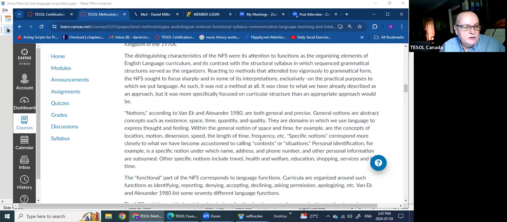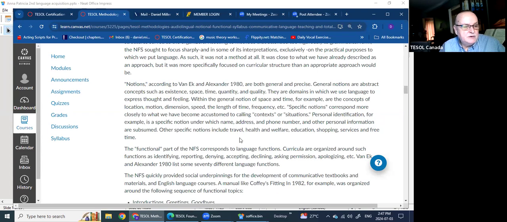Notions, according to Van Eck and Alexander in 1980, were both general and precise. General notions are abstract concepts such as existence, space, time, quantity, and quality. They are domains in which we use language to express thought and feeling. Within the general notion of space and time, for example, are the concepts of location, motion, dimension, speed, the length of time, frequency, etc. Specific notions correspond more closely to what we have become accustomed to calling contexts or situations. Personal identification, for example, is a specific notion under which name, address, and phone number and other personal information are subsumed. Other specific notions include travel, health and welfare, education, shopping, services, and free time.